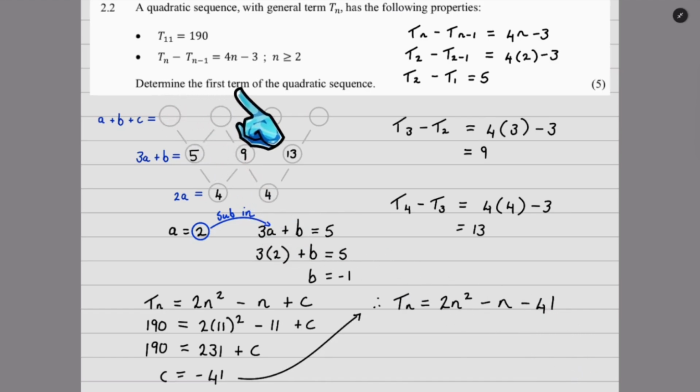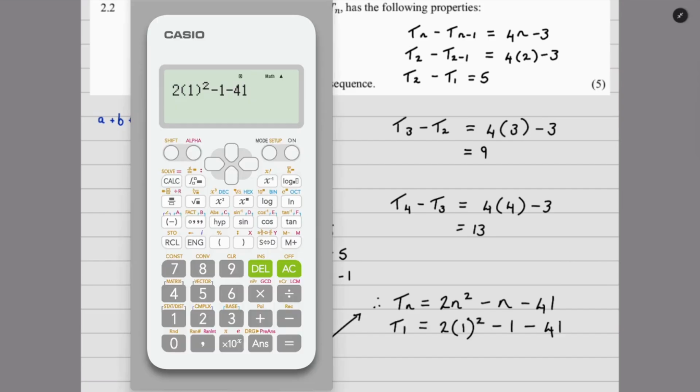And now they want the first term of the quadratic sequence, so I just replace all the n's with a 1. And after I've done that, that goes straight in the calculator, don't take chances. And there's my first term, minus 40.